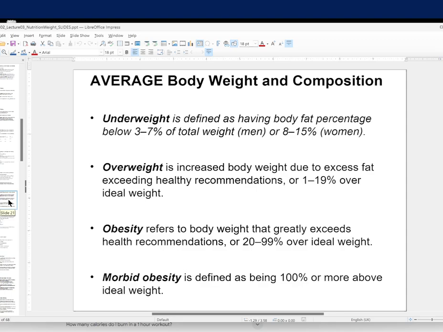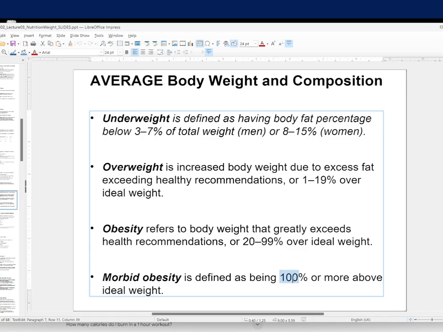And here's the category. There are 4 categories. The percents don't matter in this class. Don't worry about the percents in this class. But just for definition's sake, here it is, and you can pause and read this on your own time. I'll just point out that morbid obesity here is 100% or more, which means twice recommended weight.